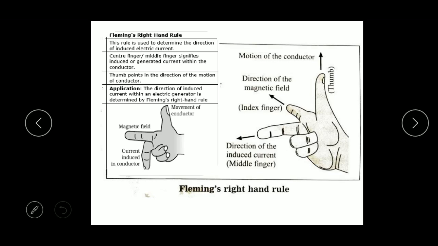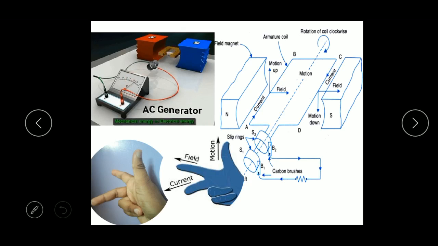So the Fleming's right hand rule is used for what? To determine the direction of the induced current within an electric generator. Right, now let us see how this rule is used to find the direction of the induced current in an AC generator. In this figure, the rotation of the coil is in the clockwise direction, right? This coil is rotating in the clockwise direction.